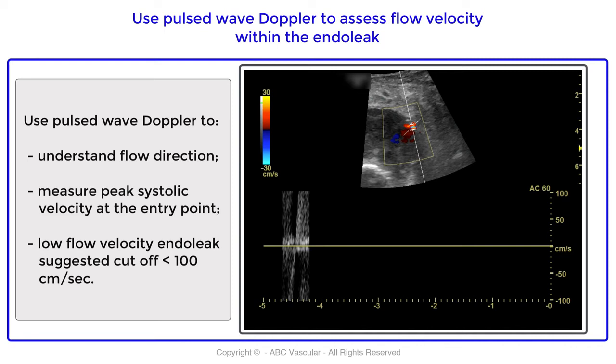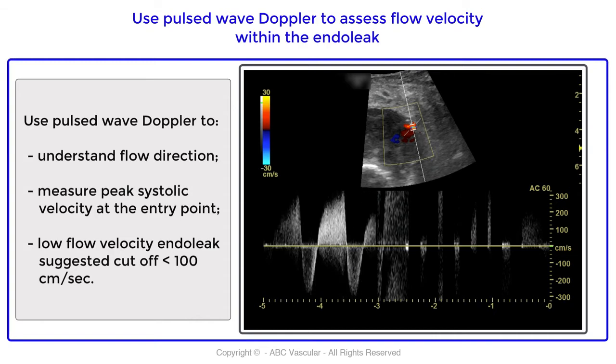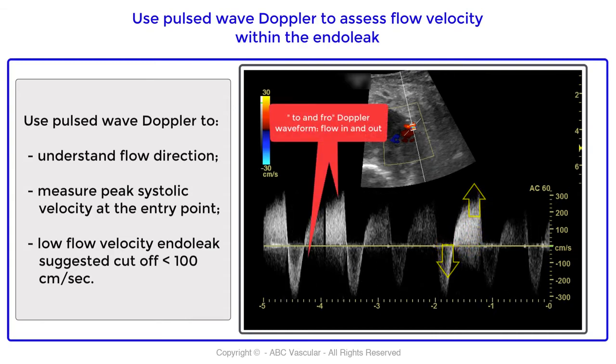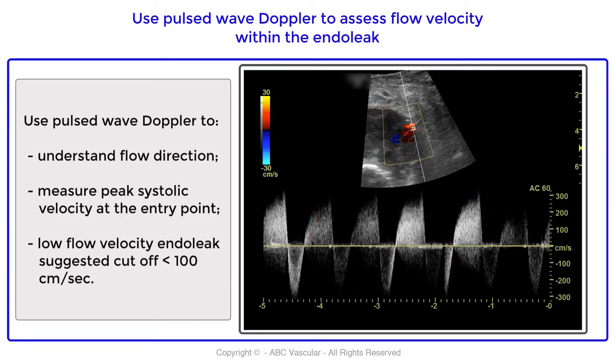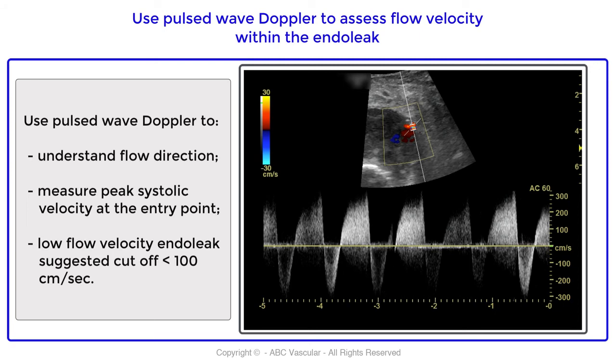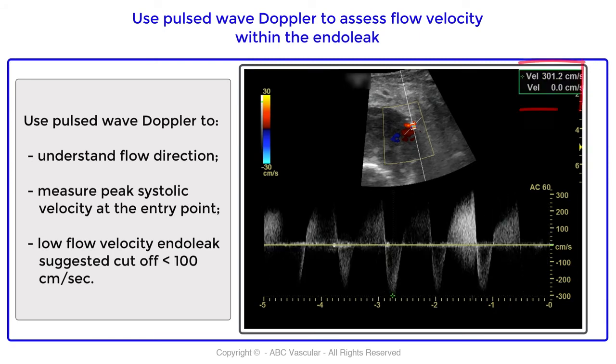We can measure the peak systolic velocity at the level of the entry point by applying pulse wave Doppler, which in the presence of a type 2 gives the typical waveform of a to-and-fro flow pattern. And when we measure the peak systolic velocity of this endoleak, we get a maximum value of 300 centimeter per second. The cutoff value to define an endoleak of high velocity is 100 centimeter per second.